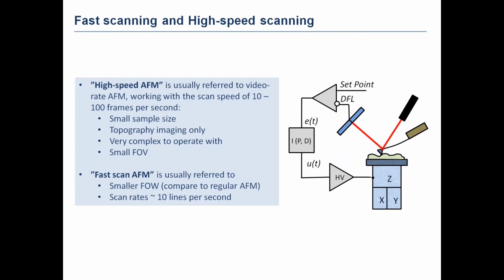Another group of so-called fast-scan AFM is usually referred to as having a smaller field of view compared to regular AFM, and scan rates that are about 10 times larger than the typical scan rates in AFM, and that corresponds to the order of 10 lines per second.